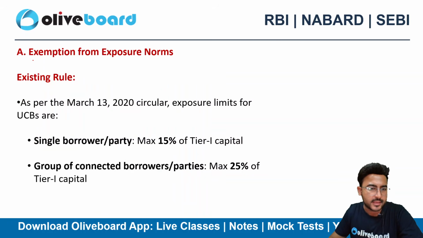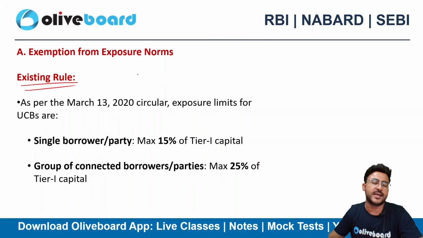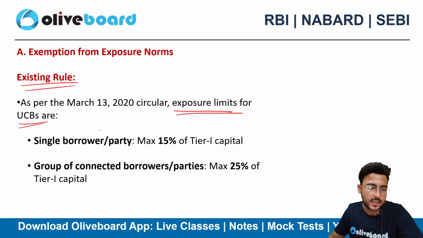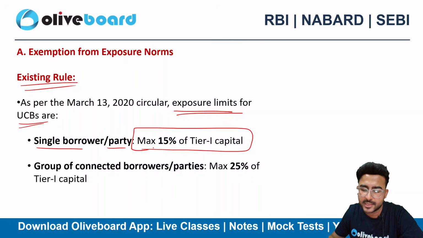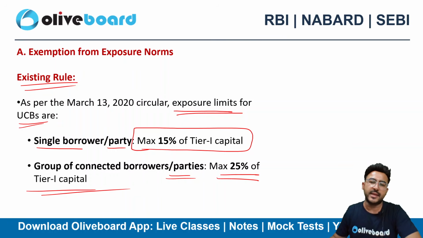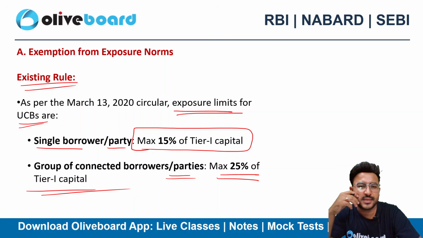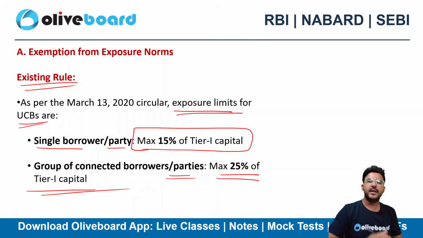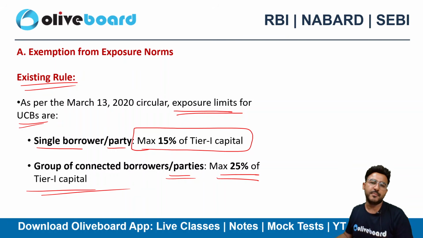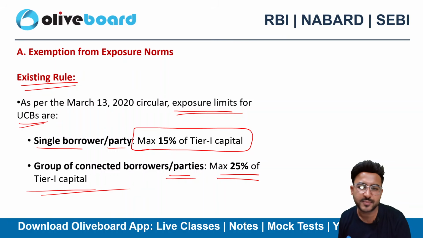So what was the existing rule which was causing a trouble for UCBs? There was an exposure limit for UCBs. If you are a single borrower or party, maximum 15% of tier 1 capital was the limit. If a group of connected borrowers or parties are there, then maximum 25% of the tier 1 capital, right? For single borrower it's 15%, for group borrowers it was 25%. Now this particular limit was creating an issue for the UCBs because when they were contributing towards NABARD, NHB, SIDBI or Mudra, this limit was getting filled.